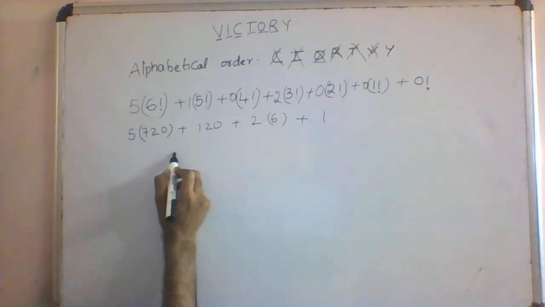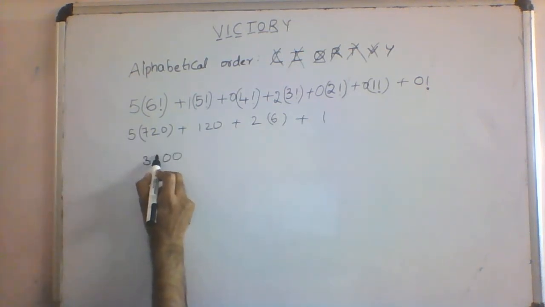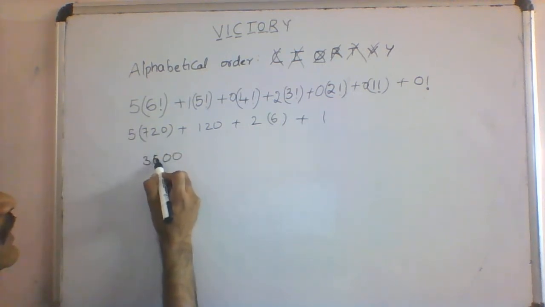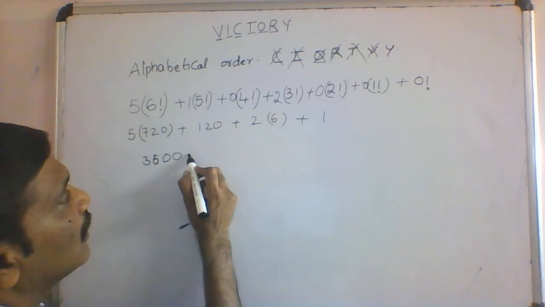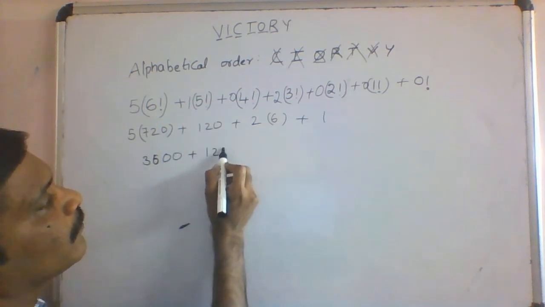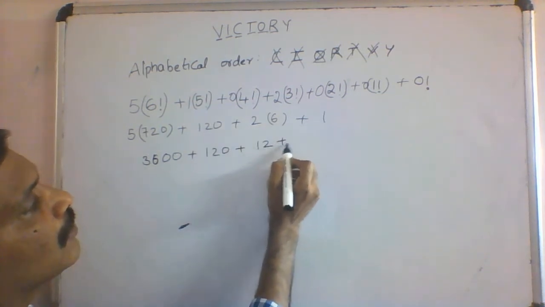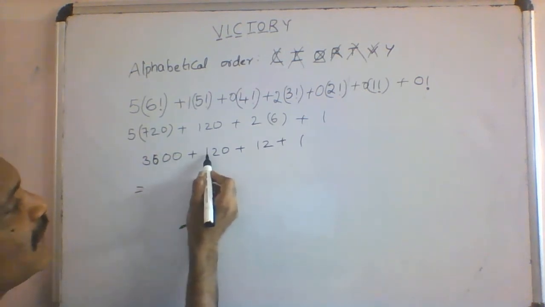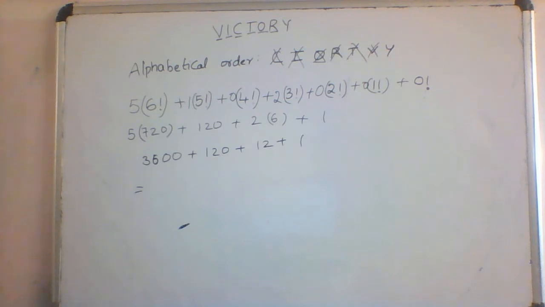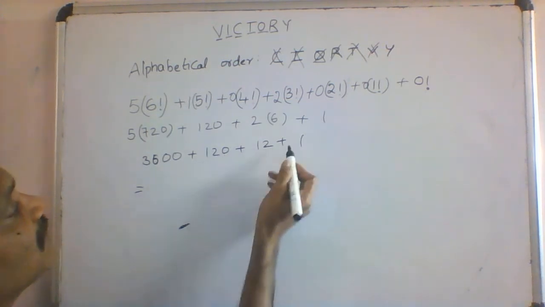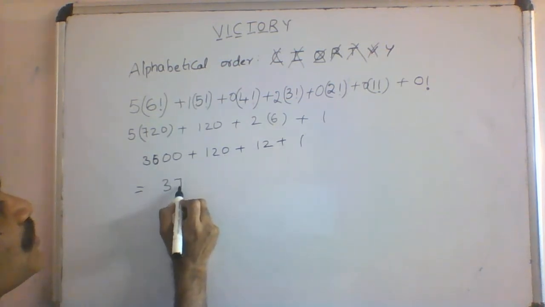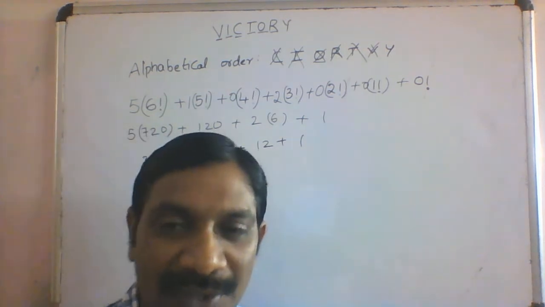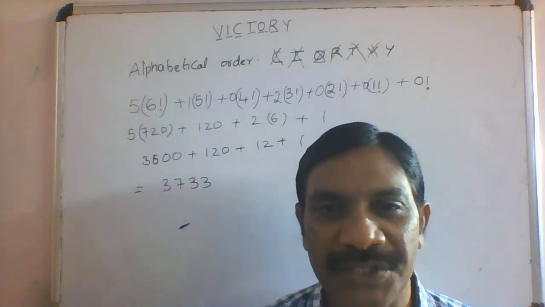And it is 35. So 5 2 is 10, 5 7 is 35 means this is going to be 3600. And this is 120, 12, 1. So 3600 plus 100, 3733. So that is the rank of the word victory.